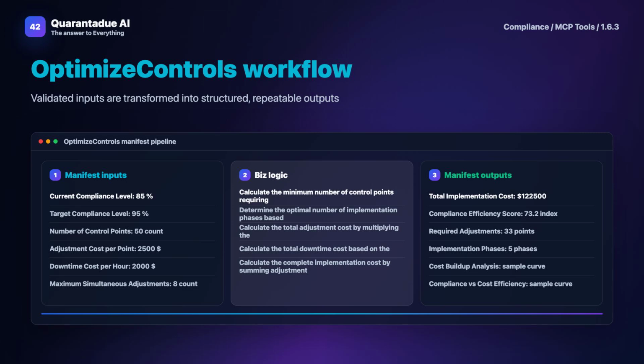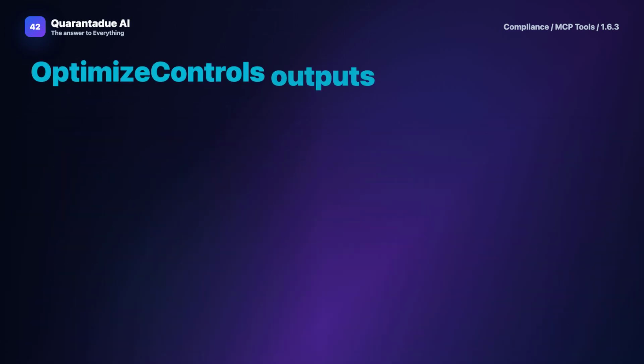Calculate the total downtime cost based on the number of implementation phases, assuming 4 hours of downtime per phase at the specified hourly downtime cost, and calculate the complete implementation cost by summing adjustment costs and downtime costs. This keeps the process deterministic, reviewable, and aligned with how compliance teams actually make decisions.